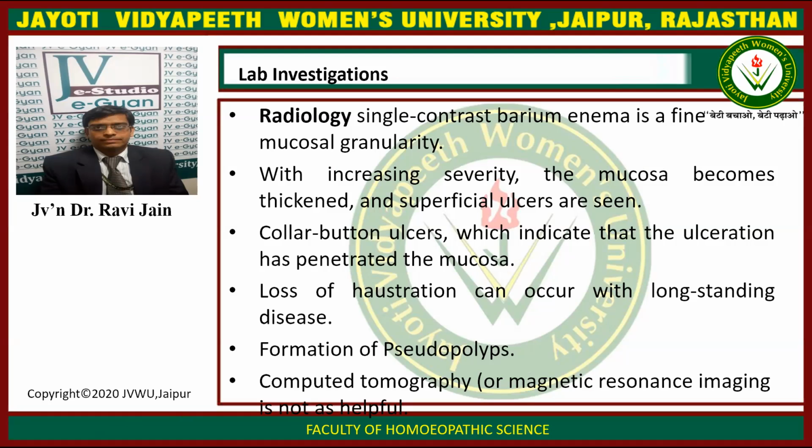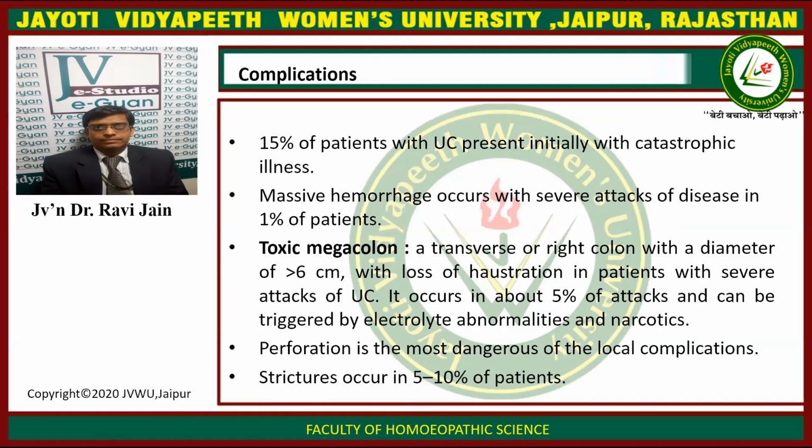Computed tomography or magnetic resonance imaging is not helpful in such cases. What are the different complications? 15% of the patients with ulcerative colitis present initially with catastrophic illness. Massive hemorrhage occurs in severe attacks of the disease in 1% of cases.